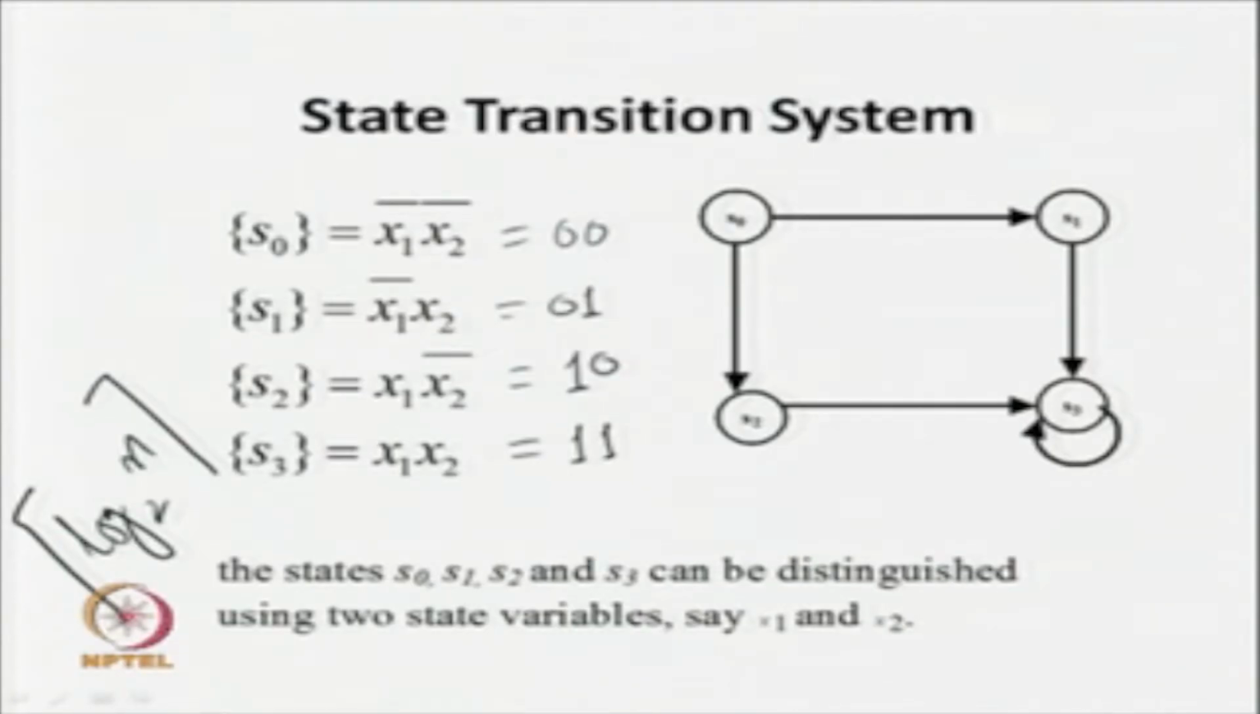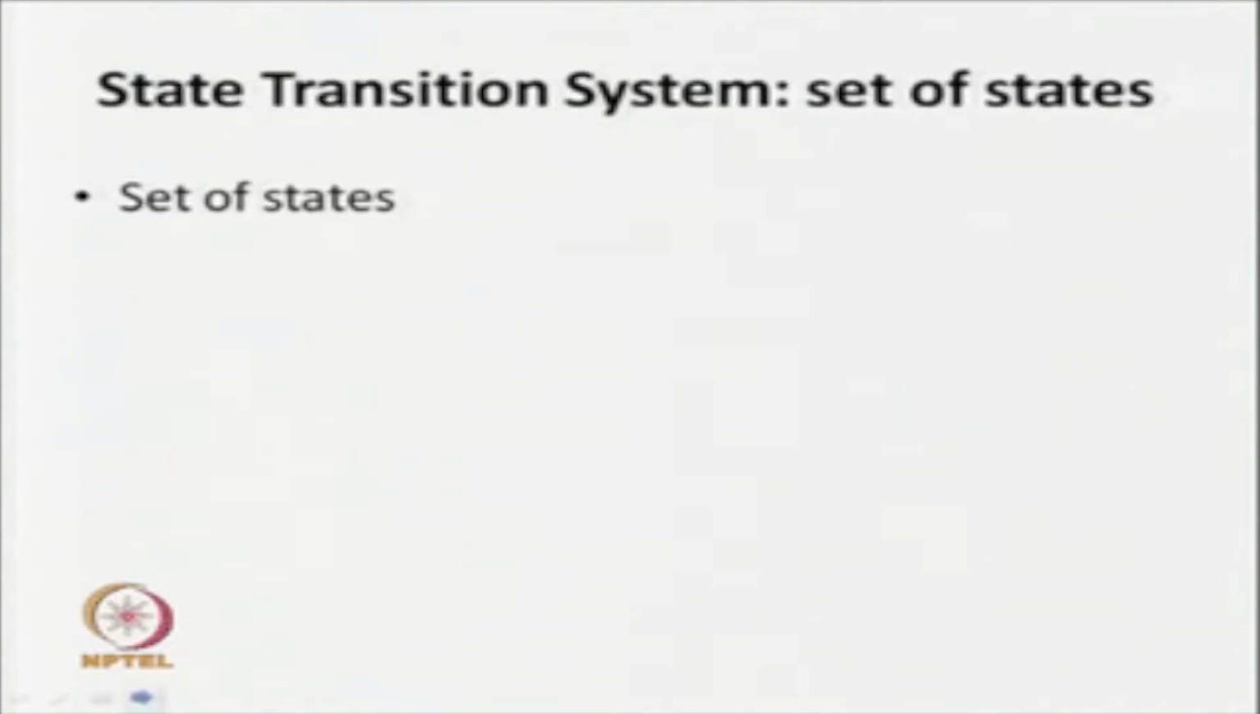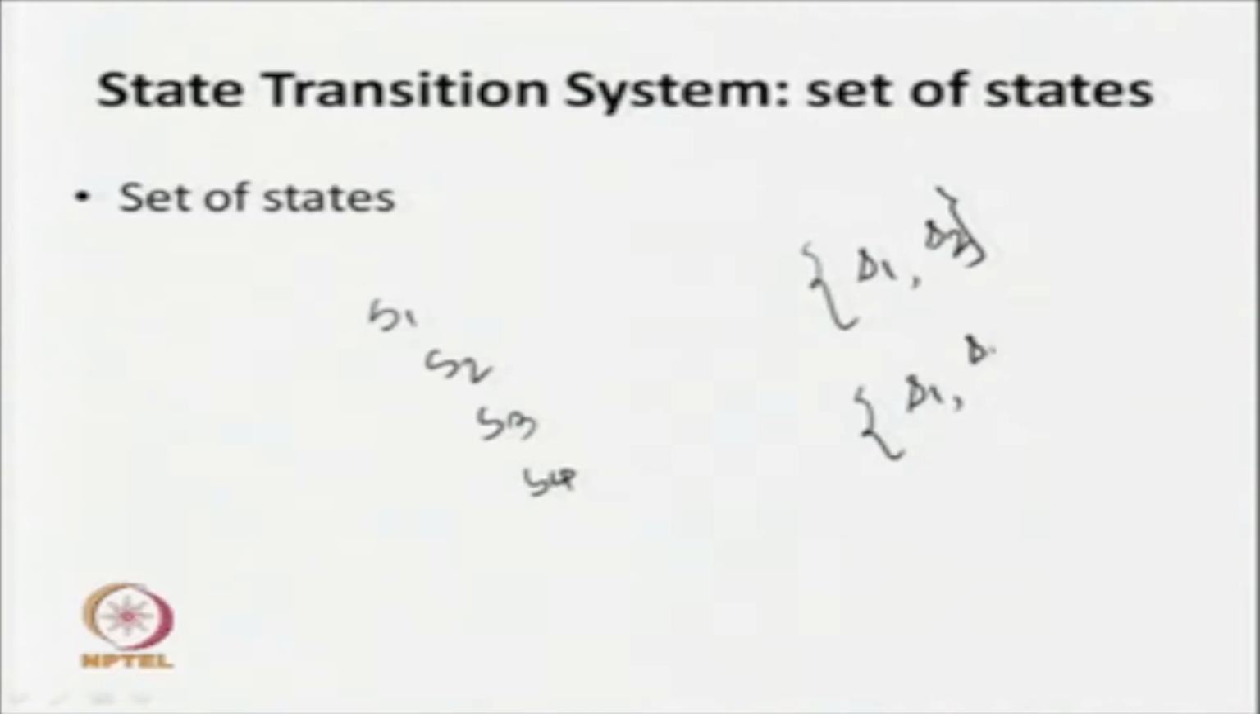Okay, so for this particular state transition diagram, I have 4 different states, and these are the state encodings of these 4 states. Now, when we talk about a state transition system with 4 different states, say S1, S2, S3, S4, sometimes we are interested in a set of states. I may say that the set of states is S1, S2. Sometimes I am interested in the set of states S1, S3, S4. That means these are elements of the power set of the set of states. I have a set of states S1, S2, S3, S4.